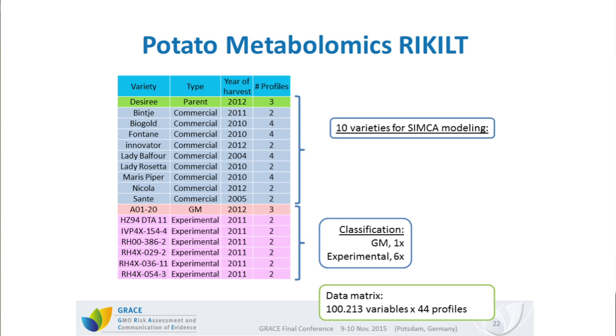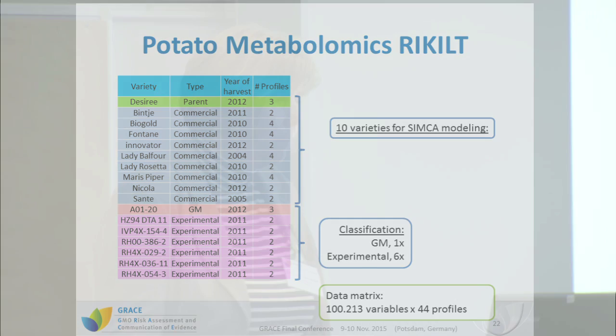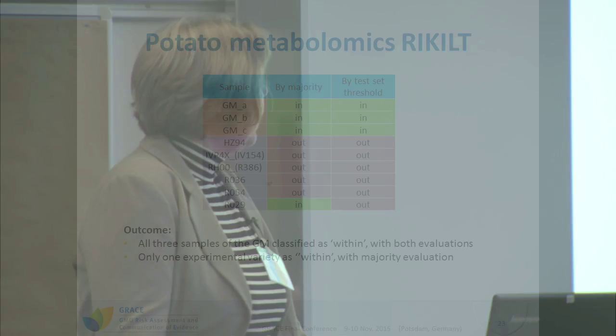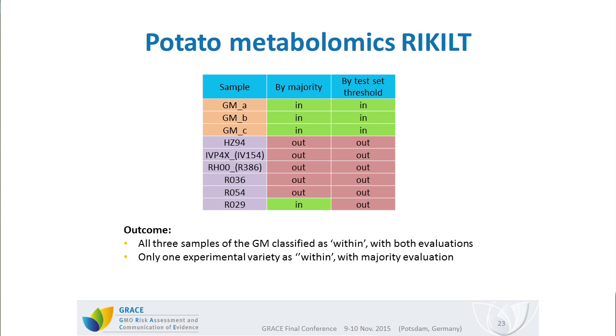Here, the full data matrix was actually 44 profiles, each with over 100,000 variables. And these 44 profiles include the biological repeats that are in the last column. When applying the model, we actually did two types of assessment. It goes too far to go into detail, but at least this is the basic assessment to see whether one profile falls inside or outside of the model, and this is a more stringent approach.